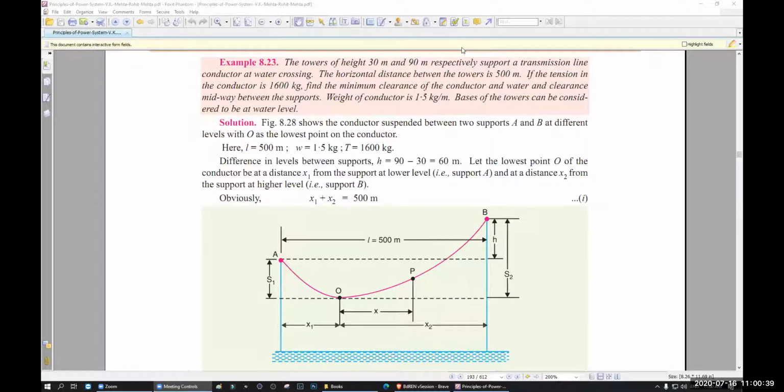So what you have to find out? You have to find out two things. One is the minimum clearance, that is the distance between the sag and the water. You have to find out the clearance. Okay, that is the minimum clearance, and the clearance midway between the supports. That means when it is 250 meter, what will it be?